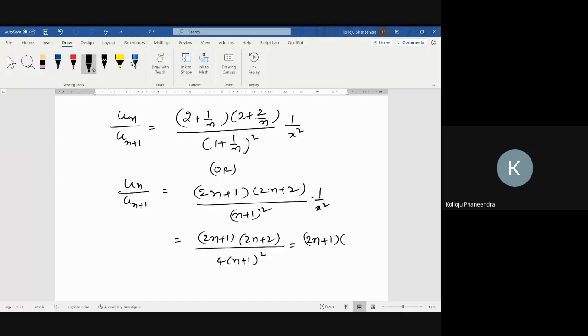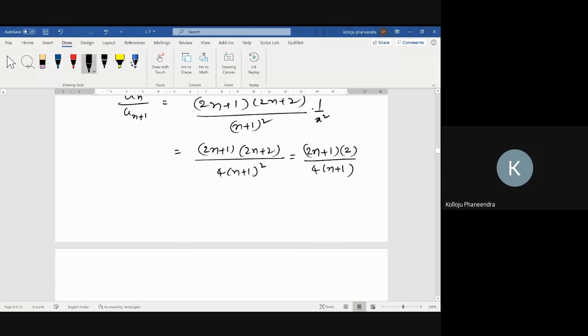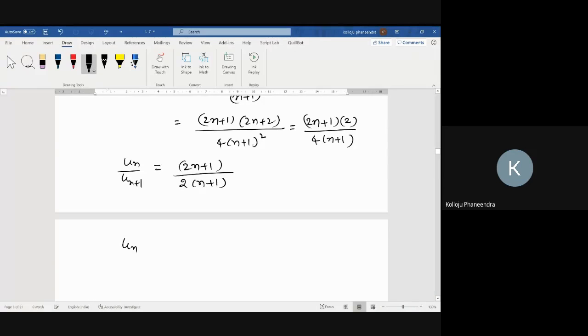2n plus 1, n plus 1 gets cancelled. So 2 will be there by 4 into n plus 1, correct? Yes, sir. Now this is equal to 2n plus 1 by 2 into n plus 1. This is a simplified version of un by un plus 1. Why am I doing all this? Because I have to subtract 1.